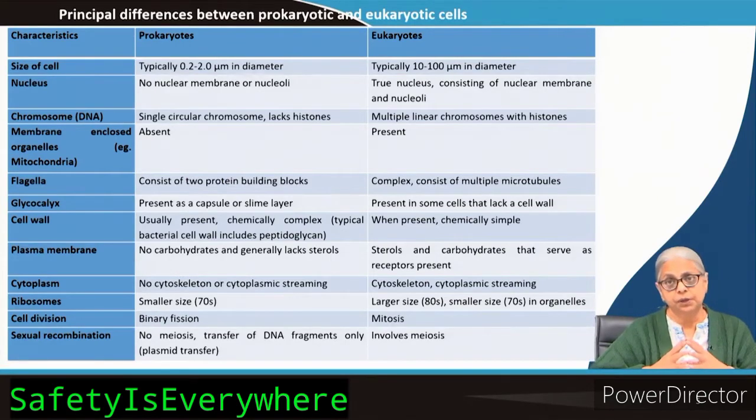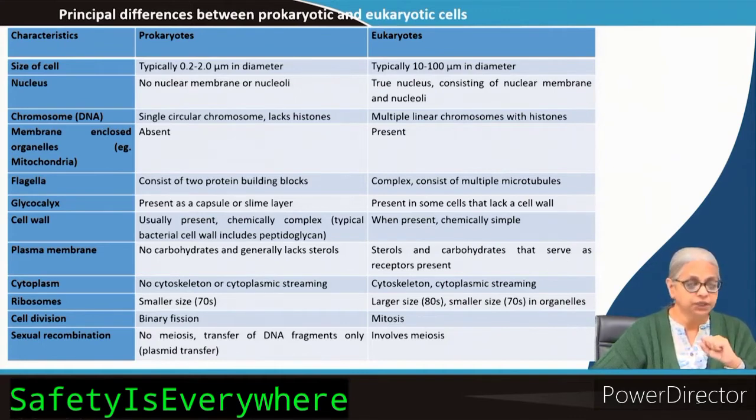Then we come to plasma membrane. Plasma membrane is again present in both. In prokaryotes, there are no carbohydrates and it generally lacks sterols. Sterols and carbohydrates serve as receptors in eukaryotic plasma membranes. The cytoplasm is also present in both. However, in prokaryotic bacteria, because the cell wall is somewhat rigid, there is no cytoskeleton and no cytoplasmic streaming.